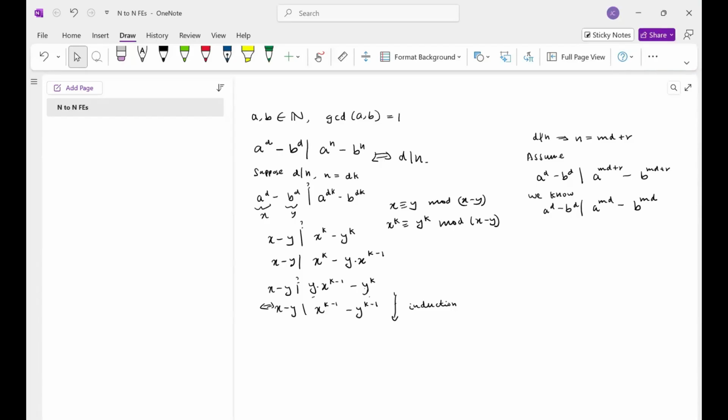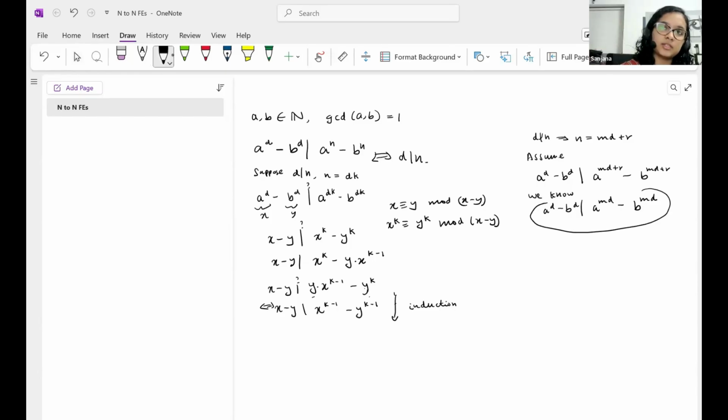Okay, so doesn't it become the same form that a to the d minus b to the d divides a to the d raised to the power of m? Then same thing, minus b raised to the power of n. Yeah, that's what we used to prove this part, but we need to disprove this.